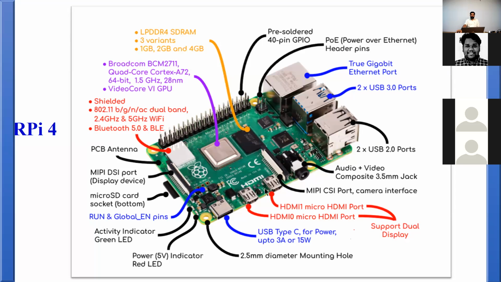In addition to these 2 HDMI output ports, there is also a DSI port available. It is a serial port. It is the display serial interface.